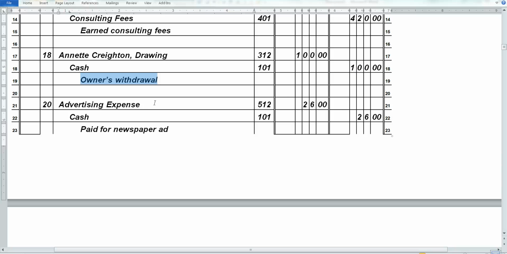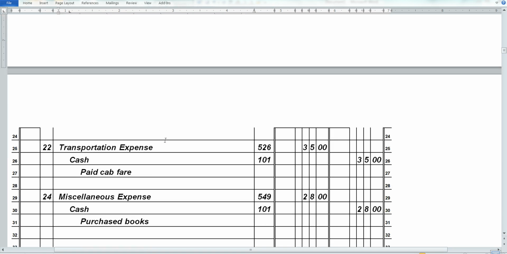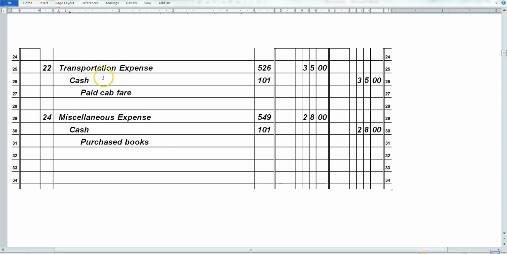January 20th, paid for a newspaper ad. We have to advertise it, advertising expense, and cash. Paid for newspaper ad. Transportation expense. Again, now we're paying for a cab fare. See, without even reading what it is, I know. So it says reimburse part-time employee for cab fare incurred delivering materials to clients. Transportation expense, $35.